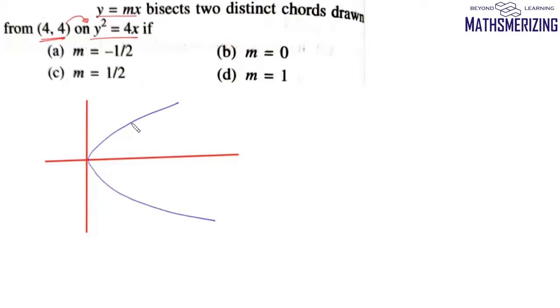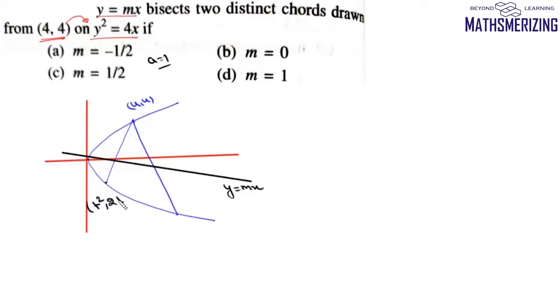And then we have this point (4, 4), and it says two chords can be drawn from this point, and this line y = mx bisects the two distinct chords. So we have this line y = mx, which bisects these two chords. So suppose this other end is at (at², 2at), and a in this case is simply 1. So it'll be (t², 2t).